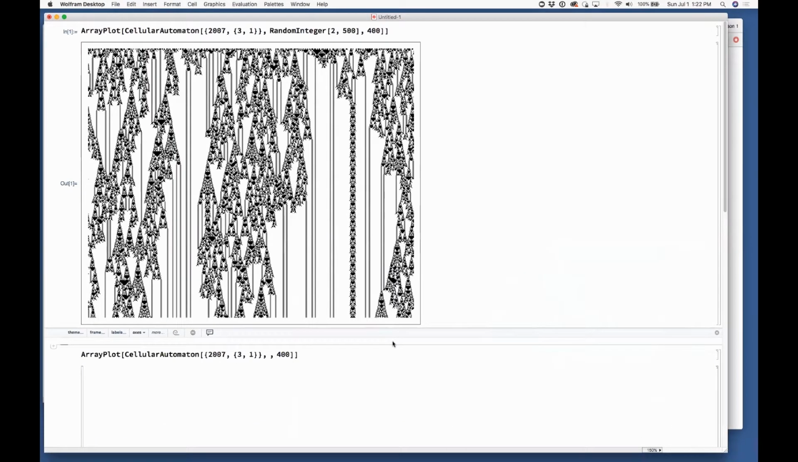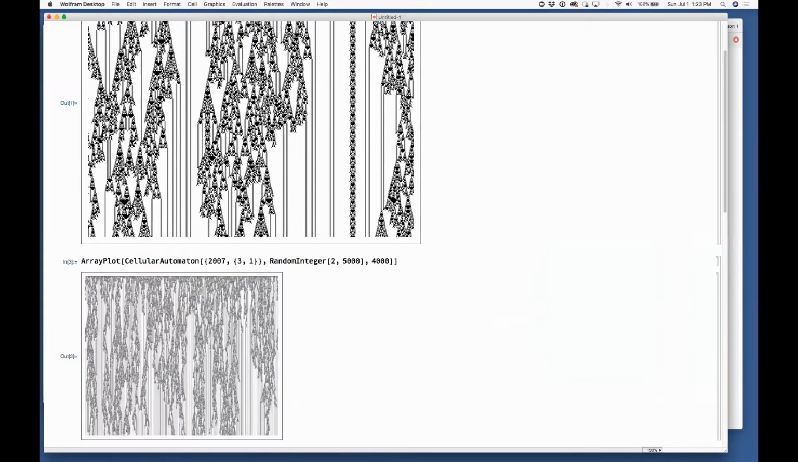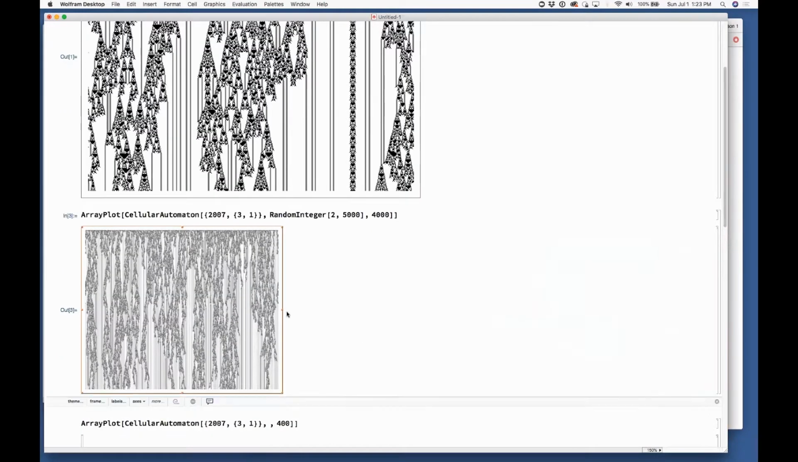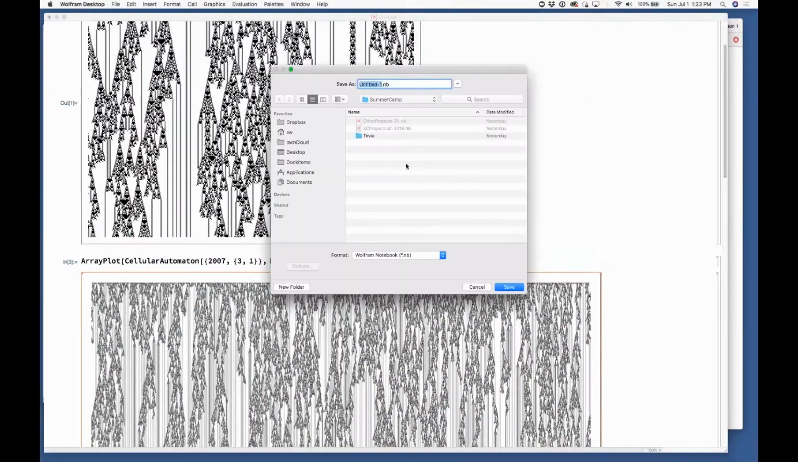So let's take a look at this guy, and just for fun, let's do him at 5,000 by 4,000. Okay, that's interesting. This thing is still showing some signs of structure, still not completely boring, even if we multiply by 10. So that's kind of interesting already. If we multiply by 10 the scale that we're operating on, it's still got some structure. And I'm going to save this file before I forget what's going on here.